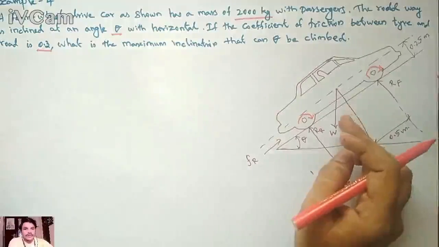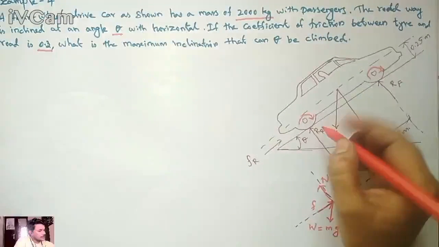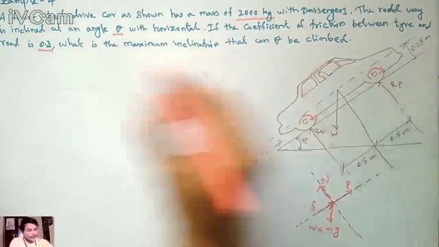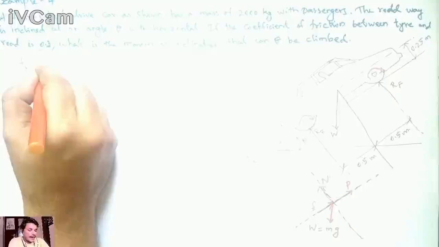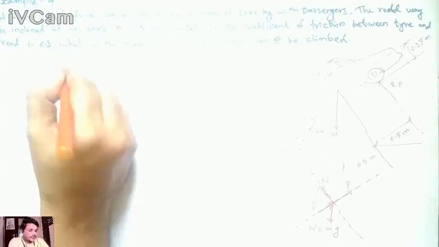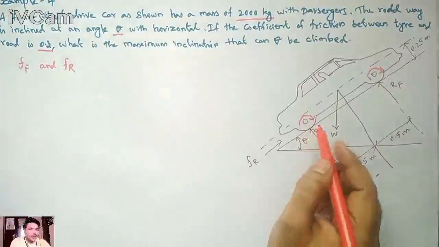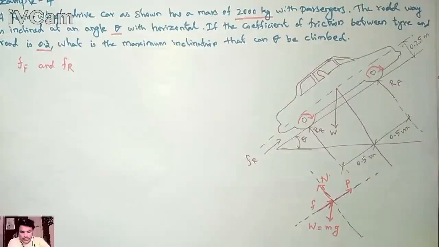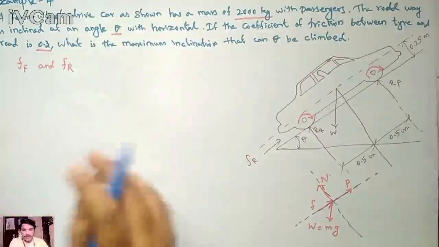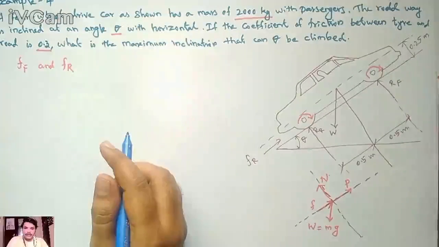The forces of friction on the front wheel and the rear wheel, you can call them frictional forces at front wheel and frictional forces at rear wheel, will be acting upward, opposite to the direction of the motion of the wheel. So these are the things related with this problem. So let me apply the equilibrium equation for this problem. First, apply equilibrium equation.